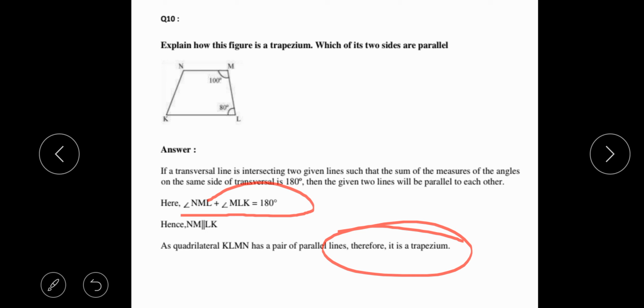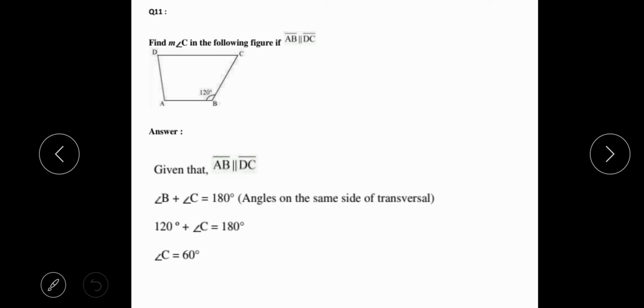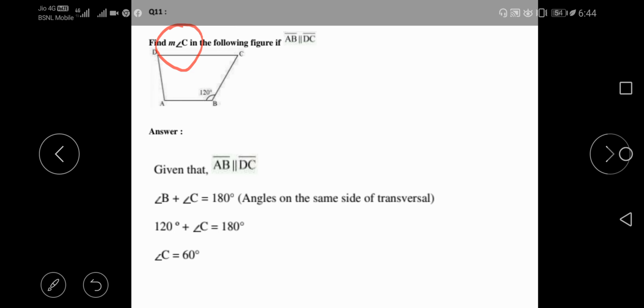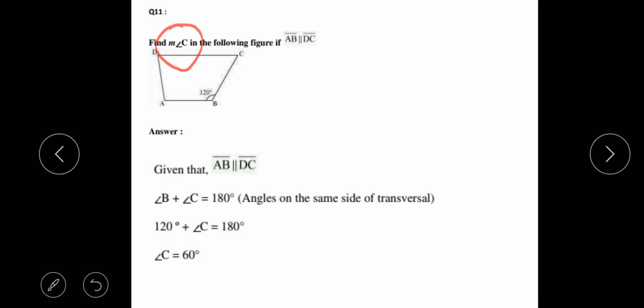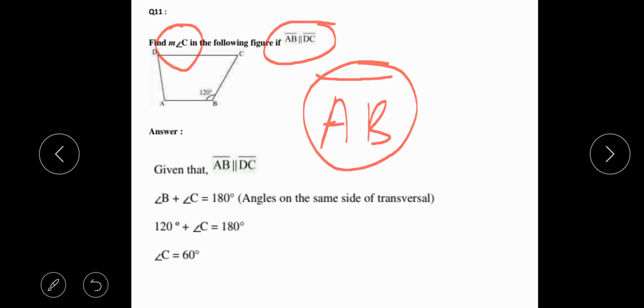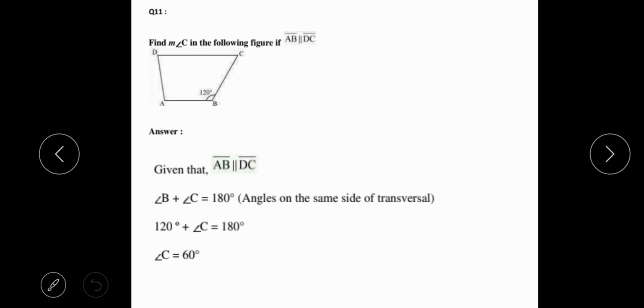Now next question. In the next question we have to find the measure of angle C, in the following figure, and we have been given AB parallel to DC. So what is the meaning of this? If AB has a line over it, you have to read it as line segment AB. So we have been given that line segment AB is parallel to line segment DC, and we have to measure the angle C. This one angle we have to measure.